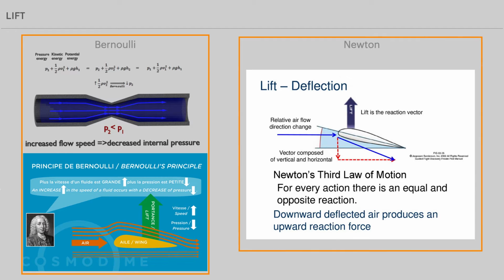The other theory contributing to how lift is created is Newton's third law, which basically states for every action there is an equal and opposite reaction. So as the relative wind is deflected from the undersurface of the wing downward, there is an opposite force lifting the wing upward.